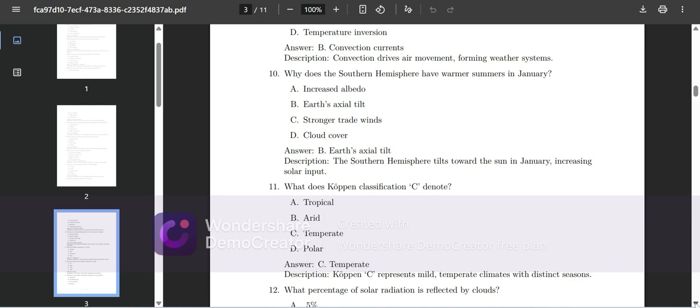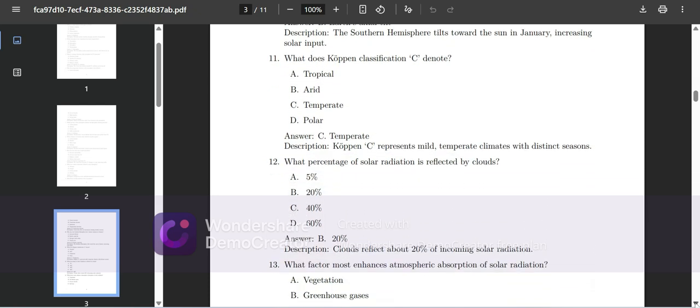Why does the southern hemisphere have a warmer summer in January? Earth's axial tilt. The southern hemisphere tilts toward the sun in January, increasing solar input. What does Köppen classification C denote? Temperate. Köppen C represents mild, temperate climates with distinct seasons.